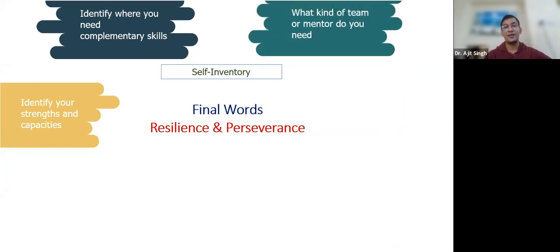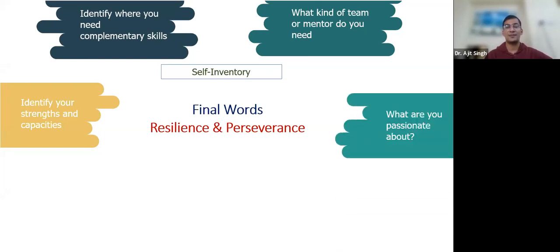Then what kind of team and mentors do you need? The team you need, you have to assess those things around you. That comes in the self-analysis, whether you are ready to do that or not. You means you, your team, your institution, your support, everything.